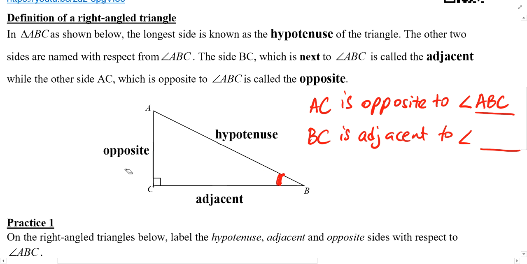Must get this right. So the other one, for the same angle, angle ABC, I've got an adjacent side. Adjacent means right beside, seated side by side. If you look at the person on your left, on your right, they are adjacent to you. So this side, this length, BC, is beside the angle ABC. So you write it like this. BC is adjacent to ABC.